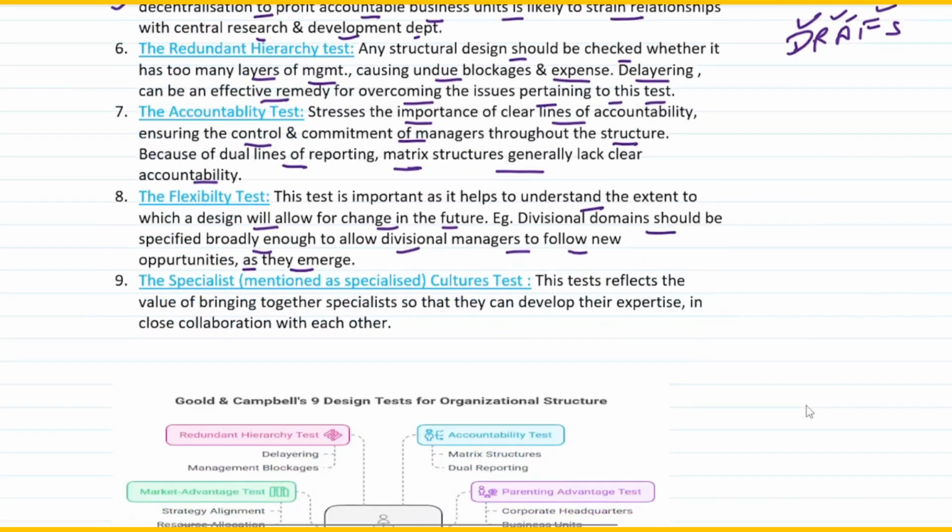Finally, you talk about the specialist. Please remember, it's a specialist cultures test. In your book, it is mentioned as specialized culture test, right? So you can write this as specialist culture test and make a note that in book it is mentioned as specialized. This test basically reflects the value of bringing together specialists, right? As the name says, specialist culture test. So it basically talks about the value of bringing specialists in the organization together so that they can develop their expertise in close collaboration with each other, right? So this is what is specialist culture test, right?